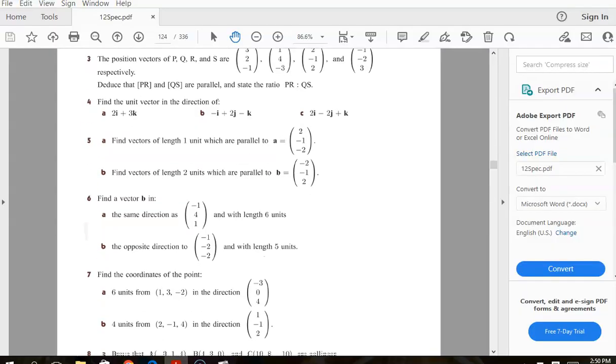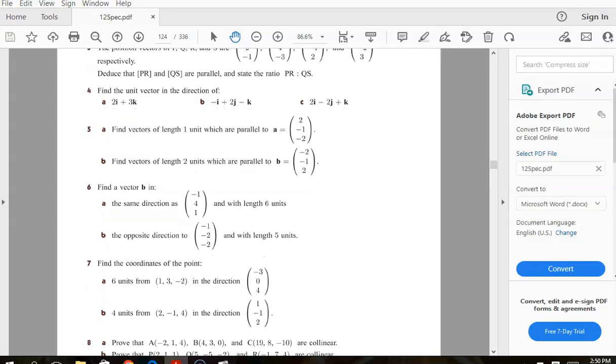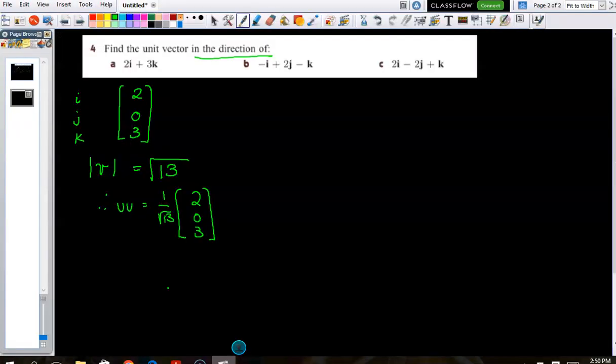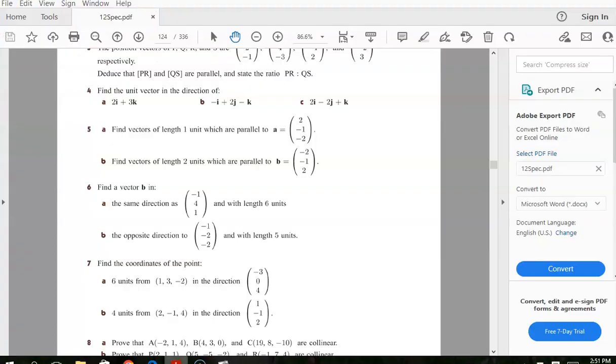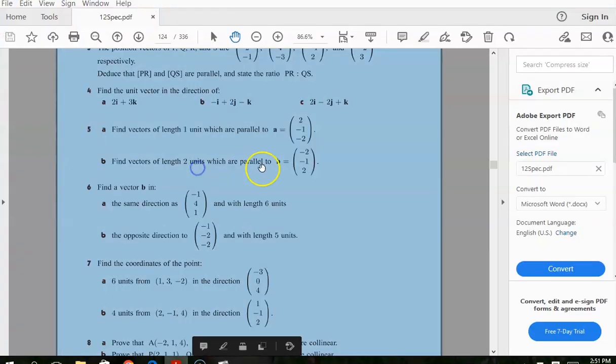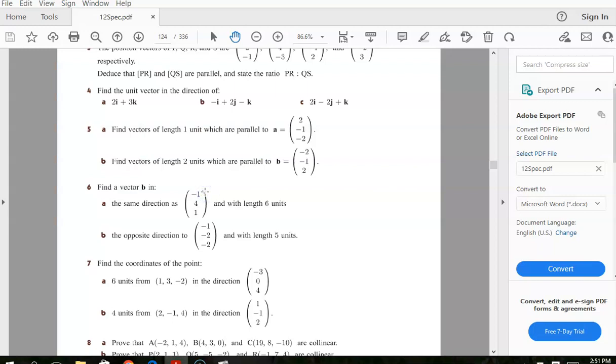Absolutely. All right. Now, what if I now wanted, and let's say question 5 is pretty much like 4. So we go over here. This is a unit vector, which means it has length 1. So if you look at the next question, it's now saying find a vector of length 2 units, which is parallel. So what would you do?